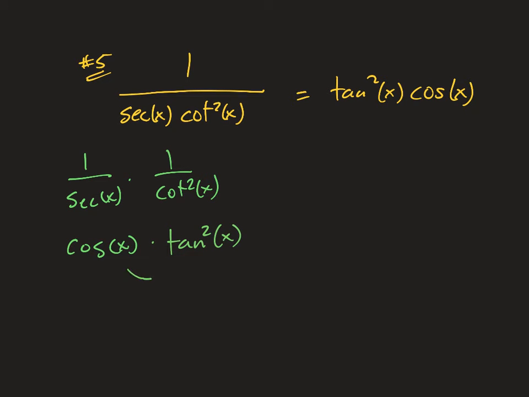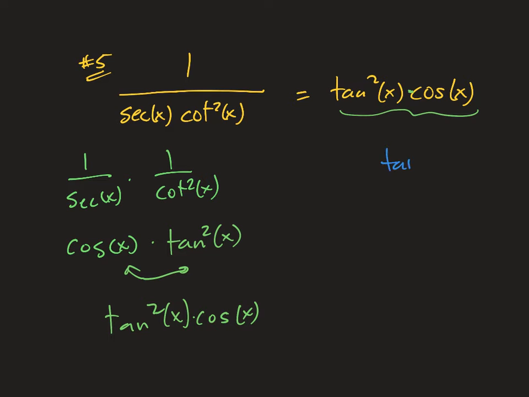And so then I can commute these like I did before, and we get exactly what we were looking for, which is tangent squared of x times cosine of x. When they write them next to each other like this, it's implied that there's a multiplication there. The other thing I should note is sometimes you'll see these trig expressions written without the parentheses.